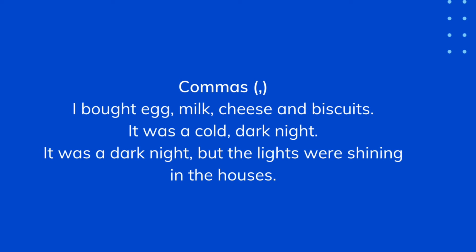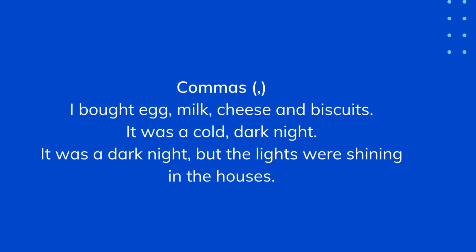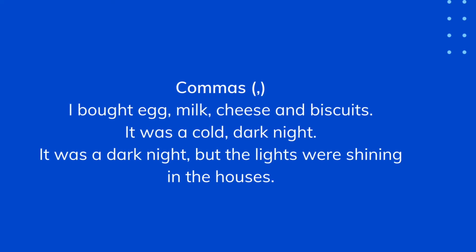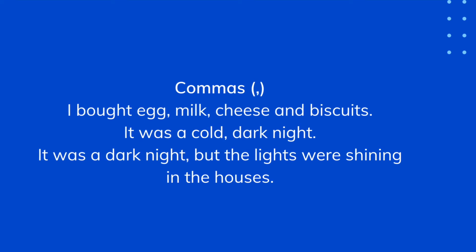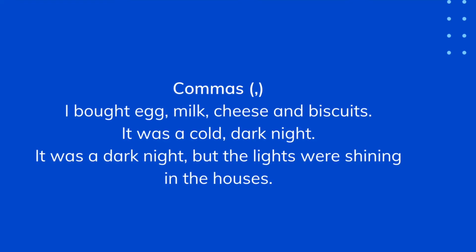Commas are used for a number of reasons in English. To separate items in a list. For example, I bought eggs, milk, cheese, and biscuits. Between adjectives that can be switched and could be joined by and. For example, it was a cold, dark night.